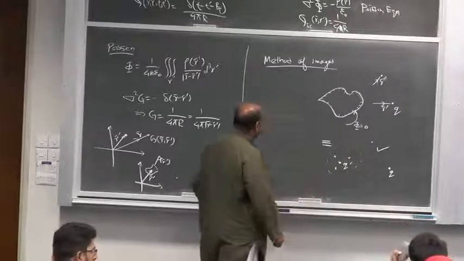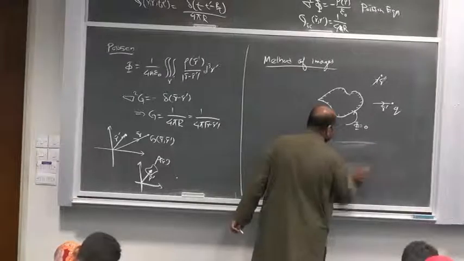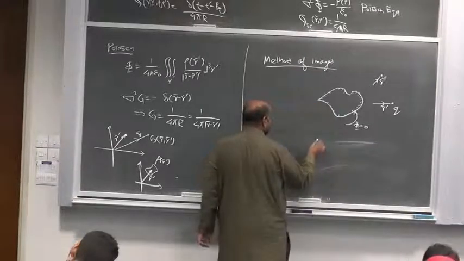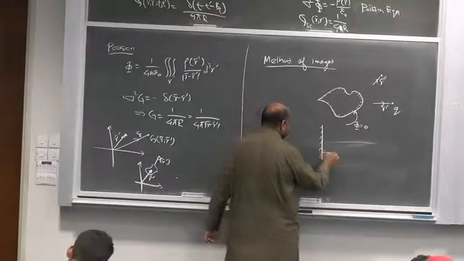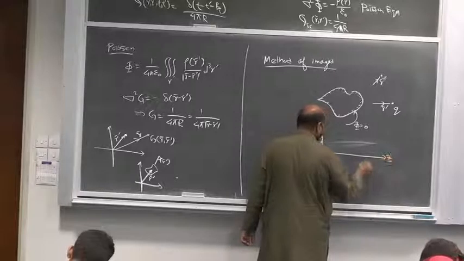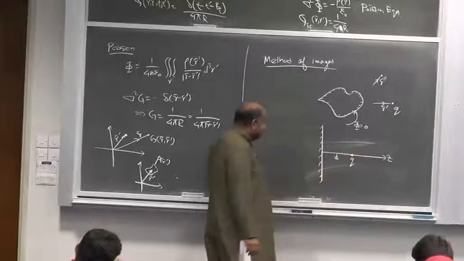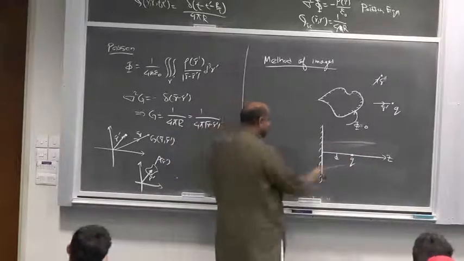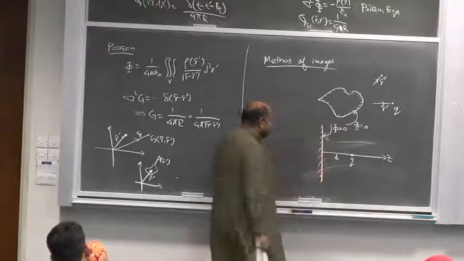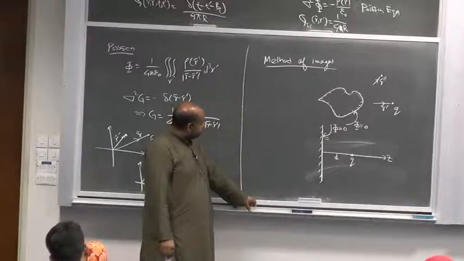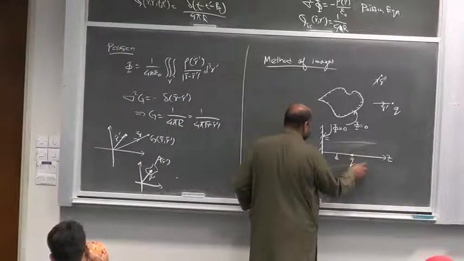Okay. For example, let's take a couple of examples and then this method will be clear. Let's say we have a conducting boundary and a charge is placed at a distance d from this plane boundary. And the boundary condition is this, that this is a grounded conductor, that is, the potential on it is 0. And our job is to find the potential here.